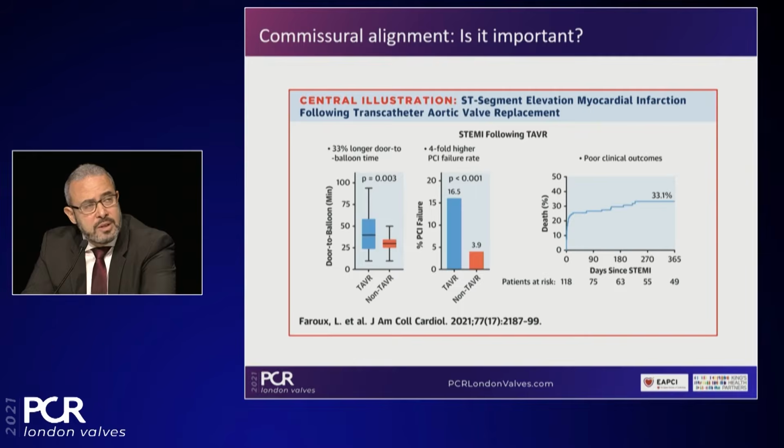This is not very uncommon, and we've seen this paper published this year from a multi-center registry in the STEMI population, and you can see here some concerning points. For example, you have a significantly longer door-to-balloon time if you are treating a STEMI patient after TAVI compared to a STEMI patient without a transcatheter valve. You have a significantly higher failure rate of PCI, which is in these patients more or less unacceptable, and this is also reflected in a high in-hospital mortality, even exceeding 20%.